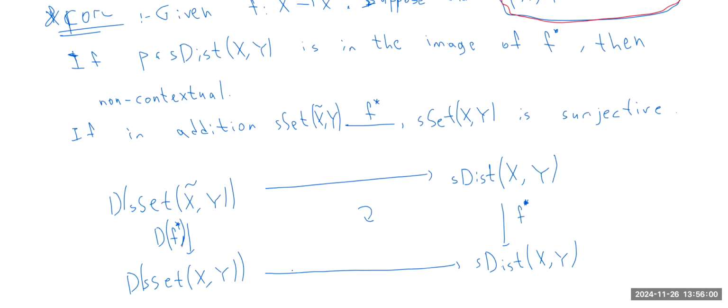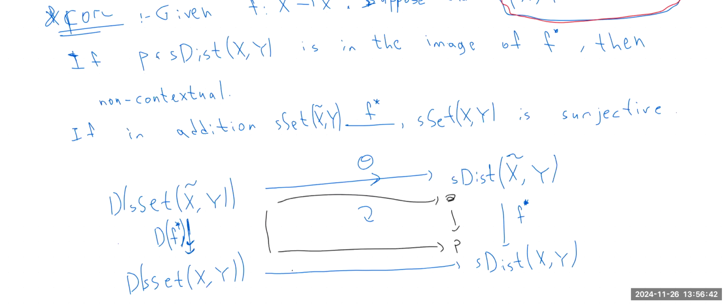Let's say this here is surjective, and this is surjective because we are applying D. If we apply D on a surjective map, this will be surjective because it's on sets. Okay, one can see this property. But if this is surjective and this one is surjective, then we also have the opposite, the inverse direction. So what we said before is that if we have something here coming from up, then it's non-contextual, because this is surjective, we can go like this.